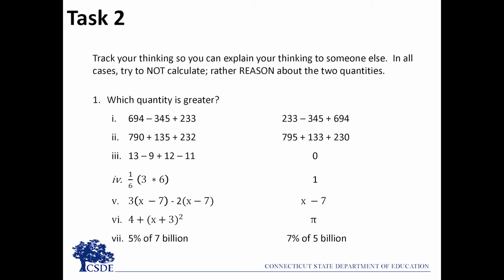Here, if I know about what pi is, this is 4 plus something. Pi is only about 3 plus something. I'm also seeing I'm squaring, so that's never going to be negative. I'm never going to be able to get that down. So that's seeing that structure and doing that reasoning without having to calculate.